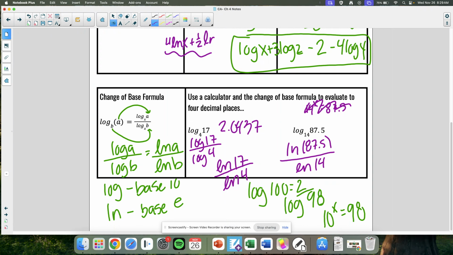So you should get, to 4 decimal points, what number? 1.6944. You would get the same thing if you did LOG. Doesn't matter which one you use. So change of base formula just allows you to solve any logarithm. You will know when to do this. When they're nice numbers, like you guys should be practicing like log base 4 of 16 and using your exponents. But this is kind of just your catch-all. Do you guys have any questions?